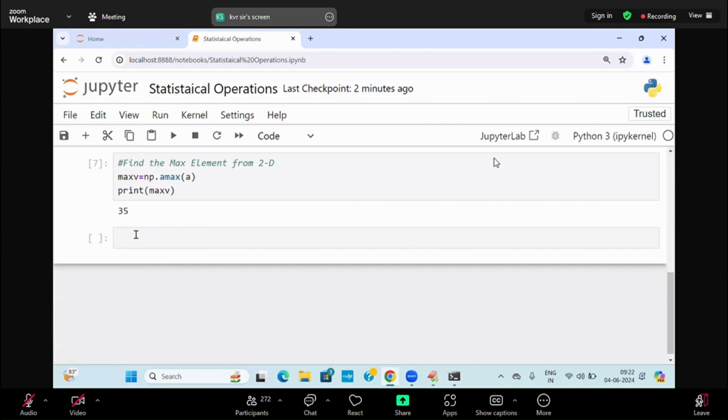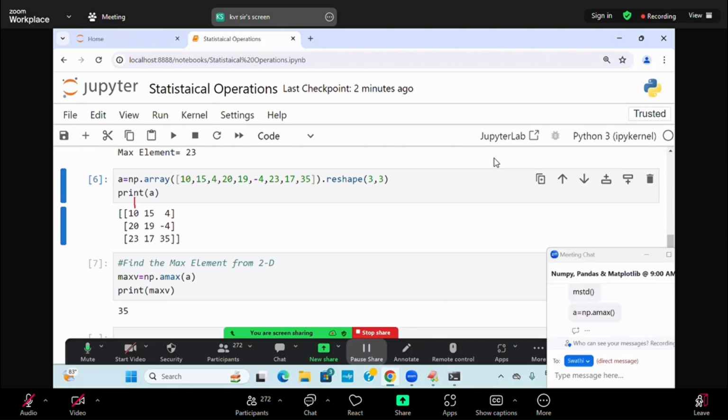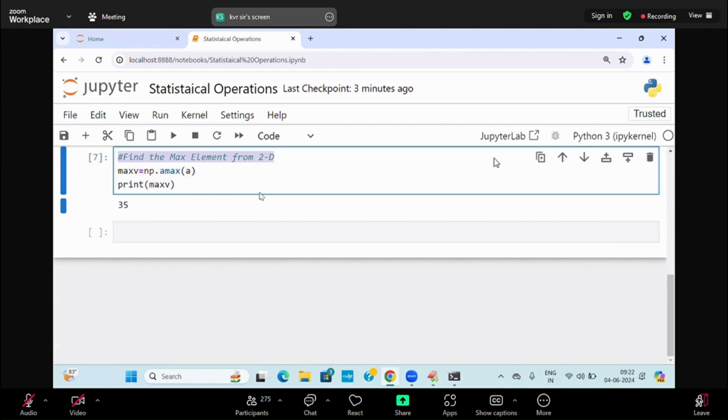And how do you find the row max and then column max? Last class we did. In this place, I want to find the column max. To find the column max of these things, we'll go for something like this. Look at this carefully. How do I find the column max?